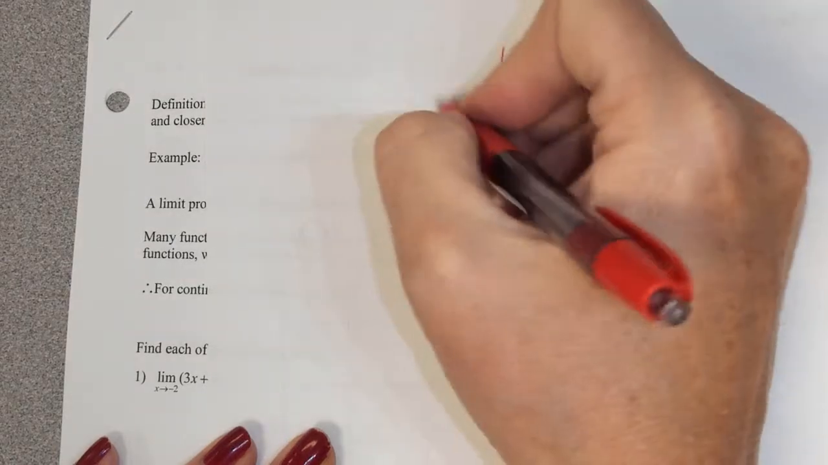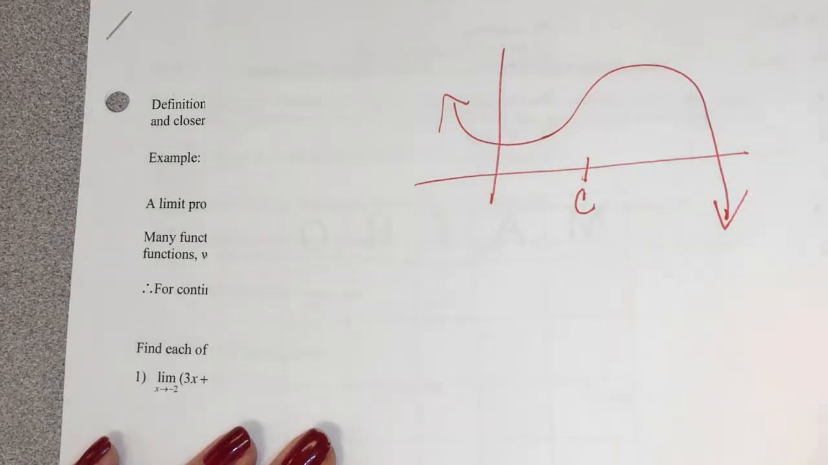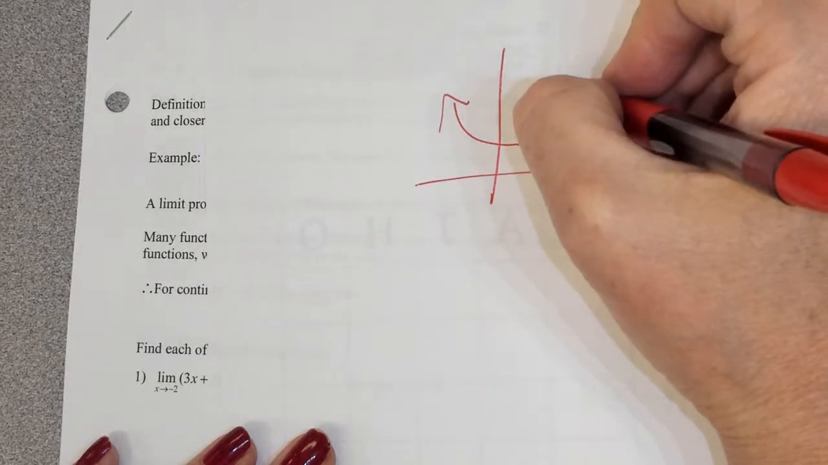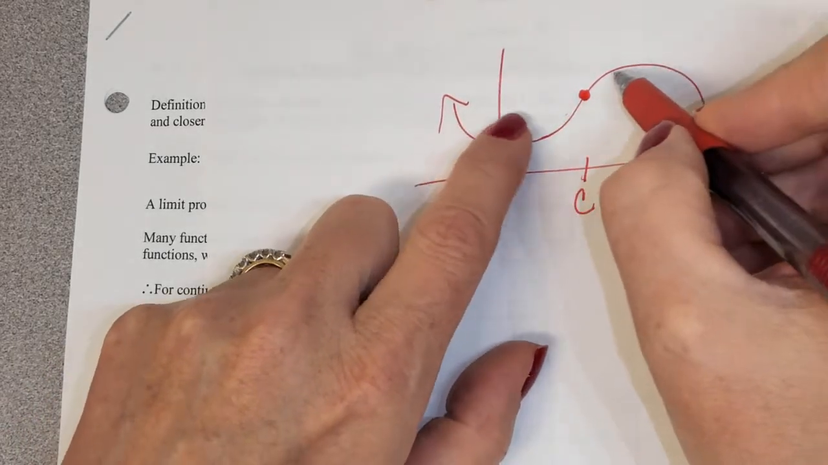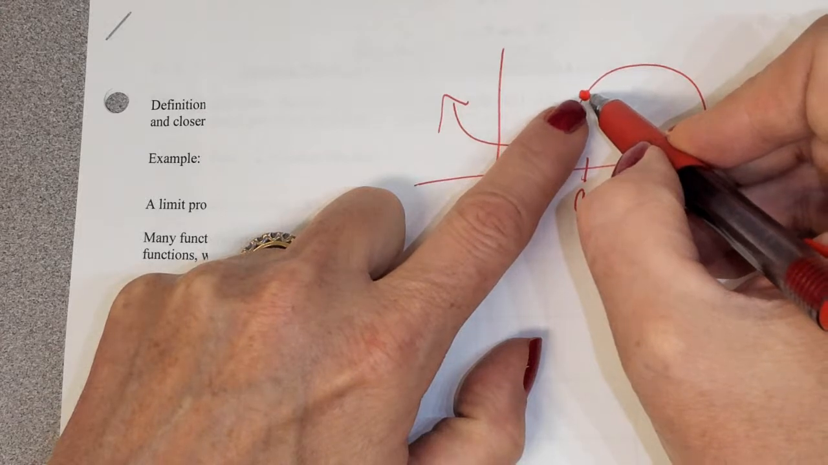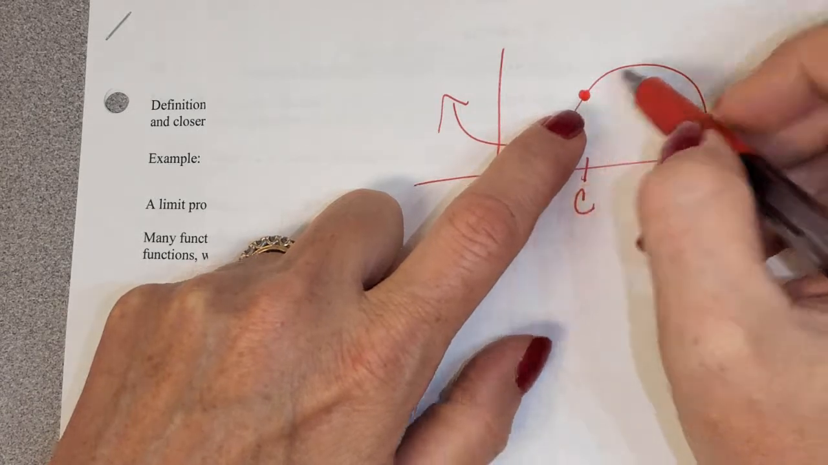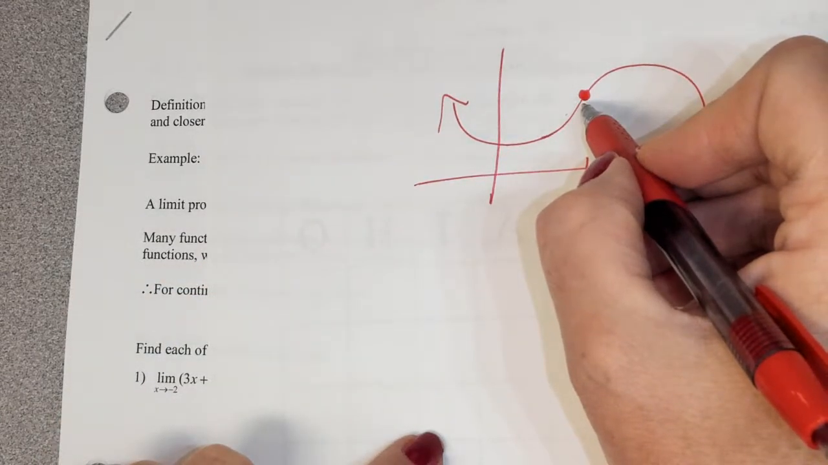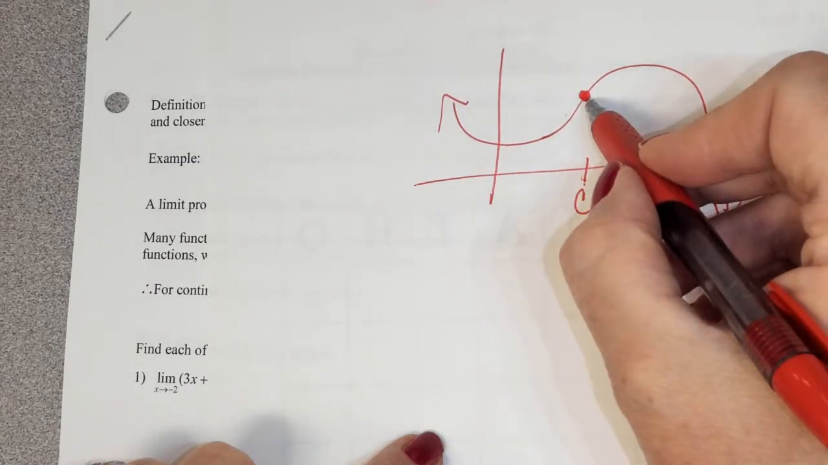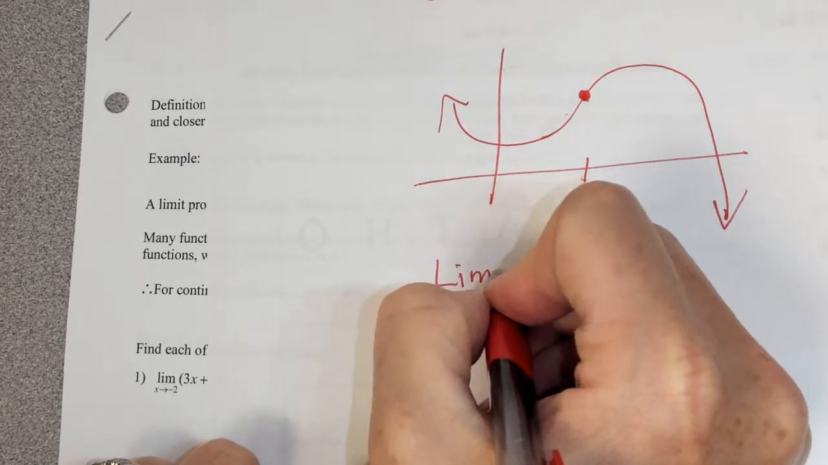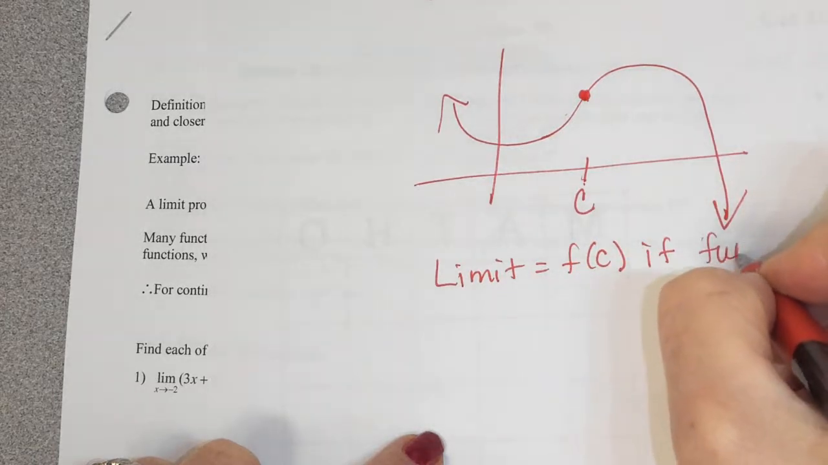I can have some curve, maybe it looks like this. I'm talking about one specific c value, right here. If I want to find the limit right here, that means as I approach this c value, the limit is simply the y value right there. The y value might be 5, it might be 6. So the limit simply means the y value. As long as this function is continuous, the limit is just going to be f of c. So the limit equals f of c if the function is continuous.